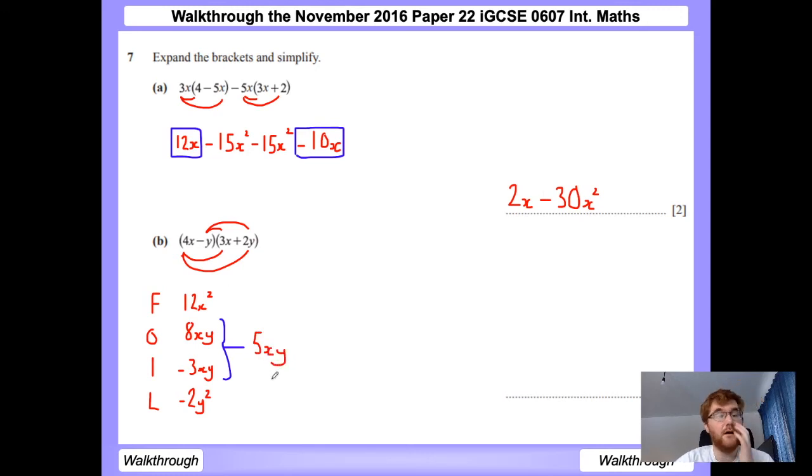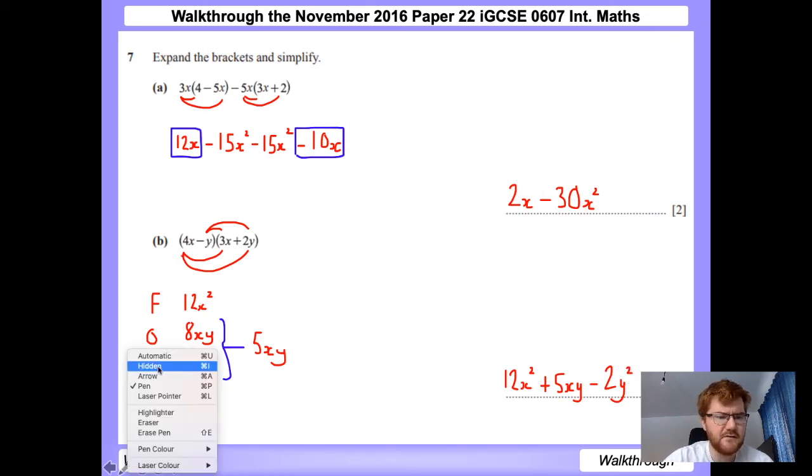However, notice we can't collect together x squareds and 2y and y squareds. So this is now our final answer. So 12x squared plus 5xy minus 2y squared. And we're done.